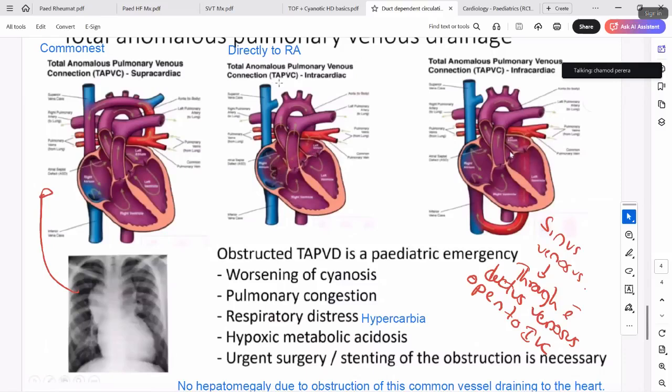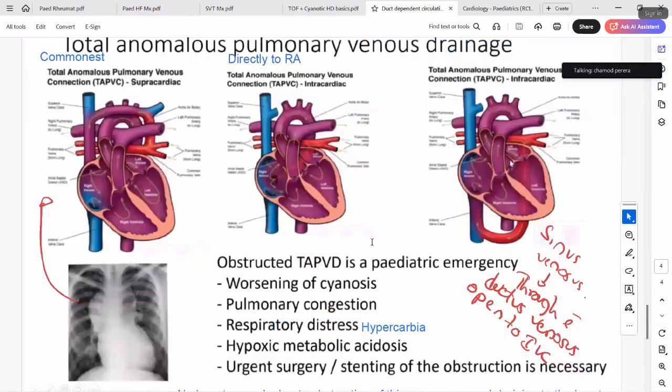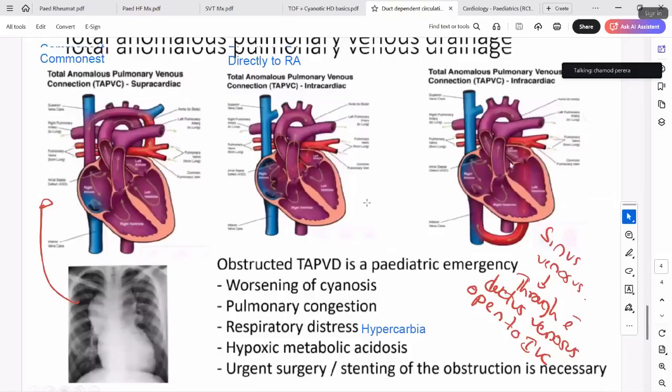So we are mostly familiar with this diagram, but the commonest variant of total anomalous pulmonary venous drainage is the suprathoracic variant, right? And it gives rise to this classical figure of 8 appearance, right? And obstructed TAPVD is a pediatric emergency. There the patient will present with bursting cyanosis, pulmonary congestion, respiratory distress. That is another pediatric emergency, but I don't think they will ask about the management. It's basically a stenting of the obstruction. I don't know anything beyond that, right?